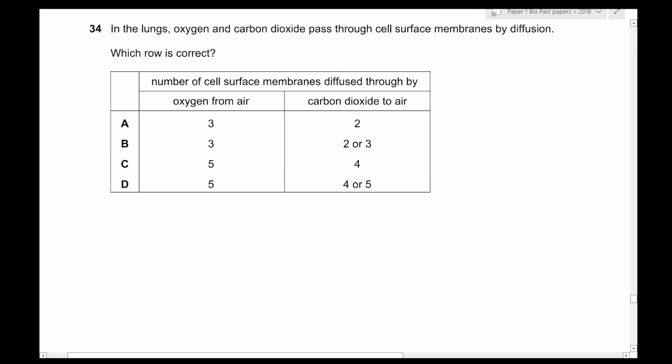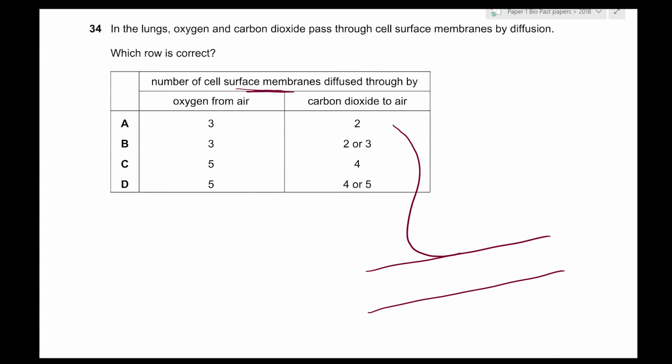Question number 34. In the lungs, oxygen and carbon dioxide pass through the cell surface membranes by diffusion. Which row is correct? Here it's asking for the number of cell surface membranes diffused through by oxygen and carbon dioxide. Let's first draw a diagram of the blood capillaries and the alveoli. For the oxygen to diffuse from the air into the alveoli, then the endothelial lining of the blood vessel, then into the red blood cell, let's count how many cell surface membranes it will pass.